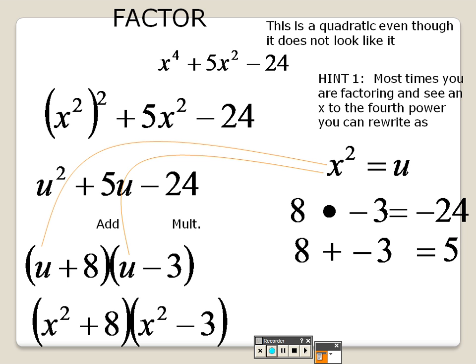The key here is if you see something that is an x to the fourth, most times you do want to rewrite it as x squared squared, and hopefully that's enough to give you a hint that whenever you have an x to the fourth, you normally do want to rewrite it as an x squared squared, that this would be a u substitution type of problem.